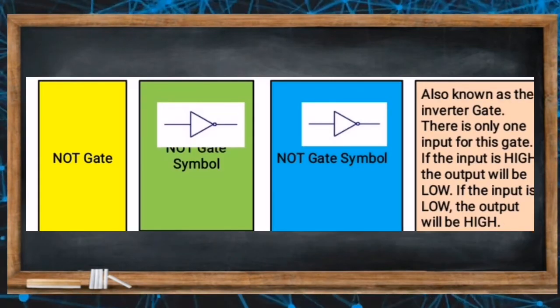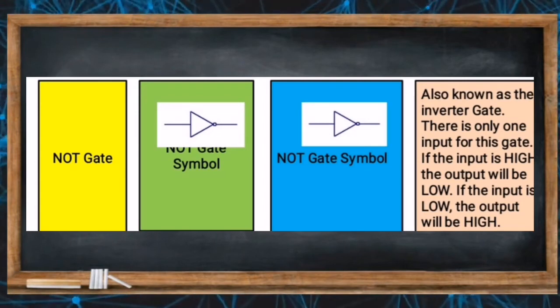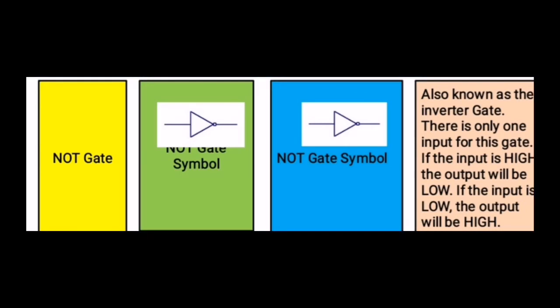NOT gate symbol. This is also known as the inverter gate. There is only one input for this gate. If the input is high, the output will be low. If the input is low, the output will be high.